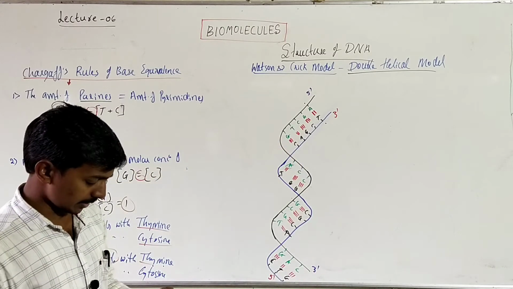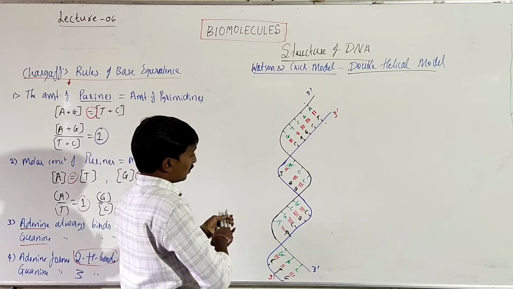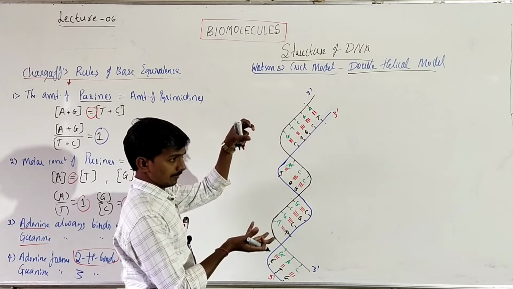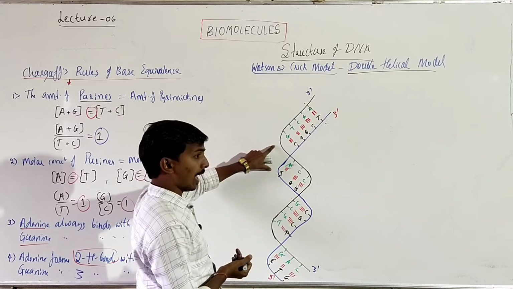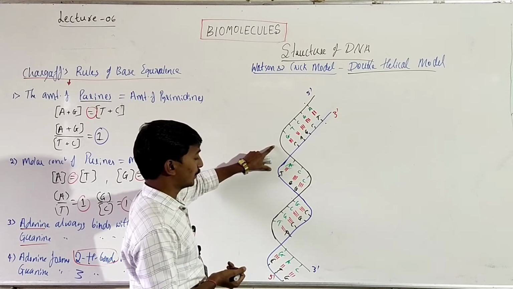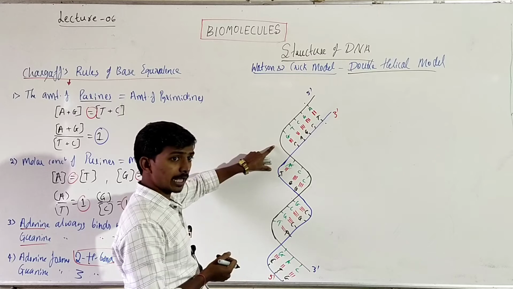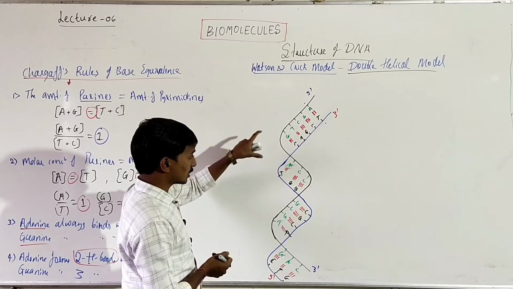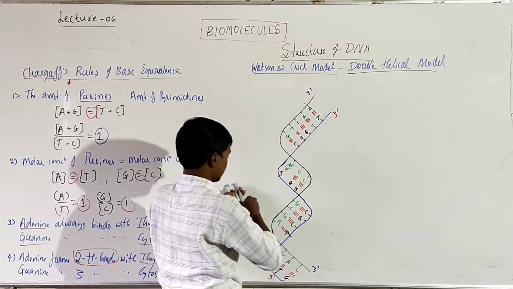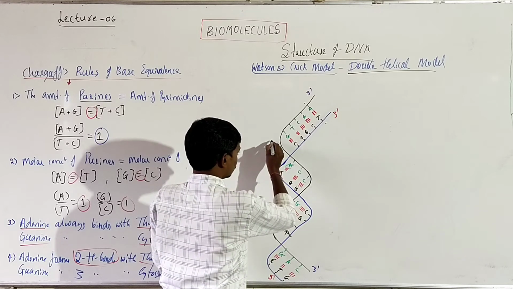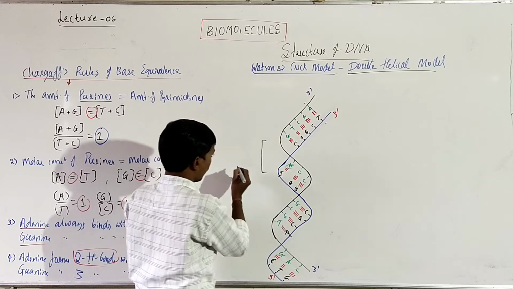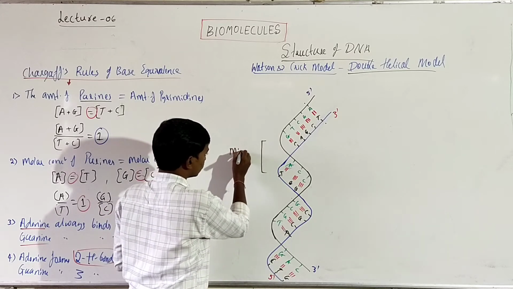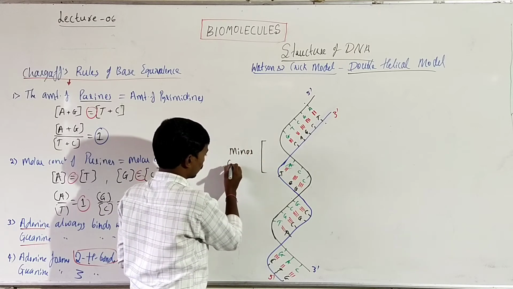Here the DNA, while it is turning, at some point there will be a very narrow angle between the 2 strands, means a narrow gap between the 2 strands. This narrow gap formed between the 2 strands is known as a minor groove.